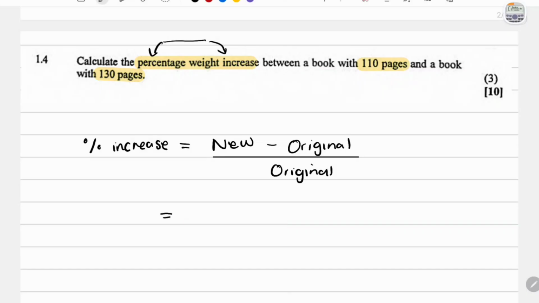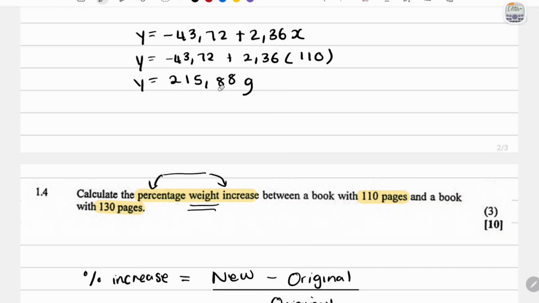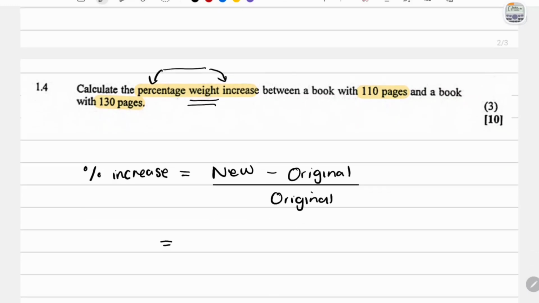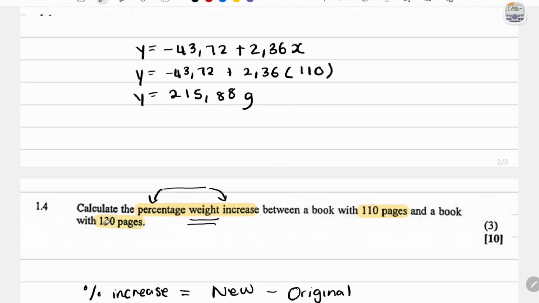So the new amount that we would have is, because they said a book with 110 pages and a book with 130 pages, we'd have to take the one with 130 pages minus the one with 110 pages, divided by the one with 110 pages. But remember, it's saying calculate the percentage of the weight increase. This is just the pages. Okay, so we know the approximate amount of grams, the weight of the 110 pages. So it means that first you have to find the weight of 130 pages.